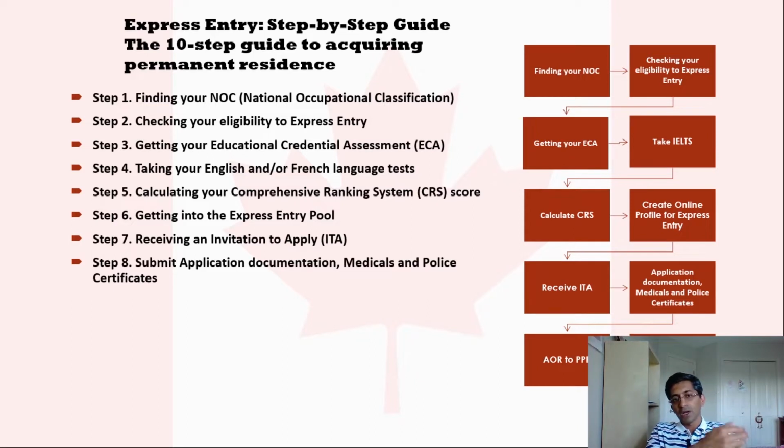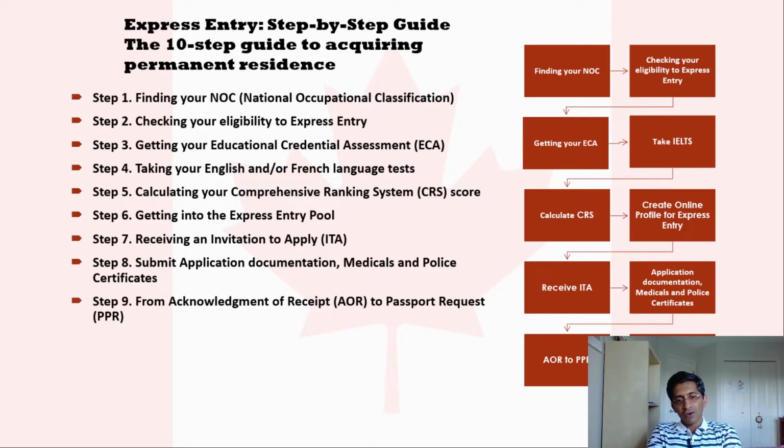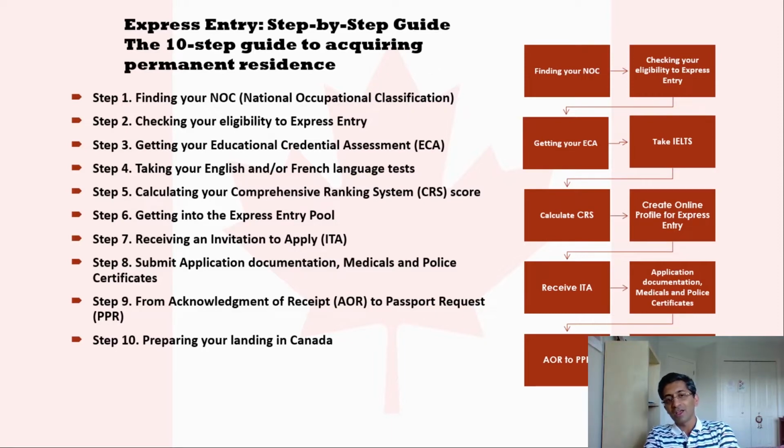You file the application online, get your medicals and police certificates, and then wait for the acknowledgement of receipt. Once your actual PR application is in the system, you will wait for your AOR, which is nothing but the acknowledgement that you applied and that every document is fine. Then the process starts, and finally comes the request for passport. Then you can prepare for your landing. Once you have the immigration visa in your passport, you can decide when to land.